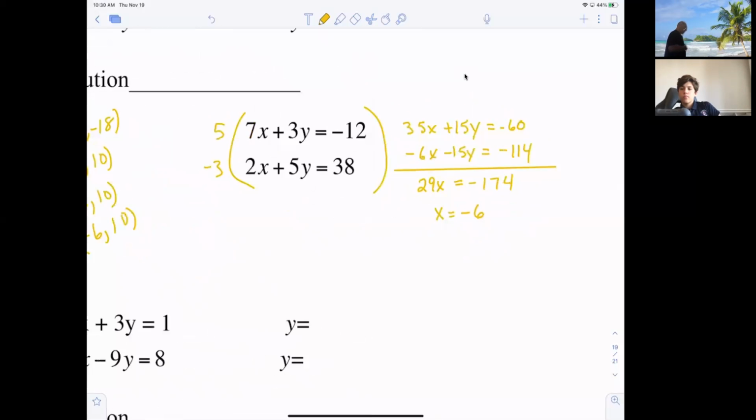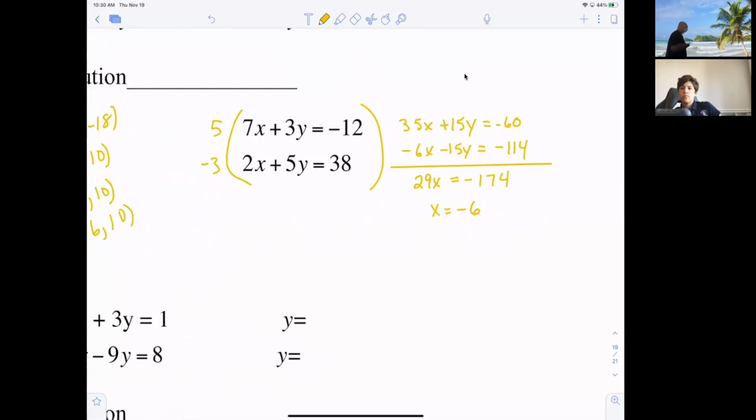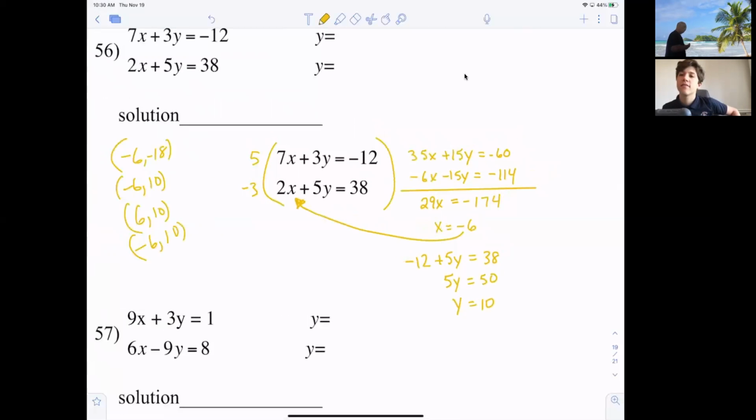All right, so I'm happy with that. Now, it doesn't matter which one you pick. So I'm just going to plug it in right there. So that becomes -12 plus 5y equals 38. 5y equals 50. Y equals 10. So my solution, -6, 10.